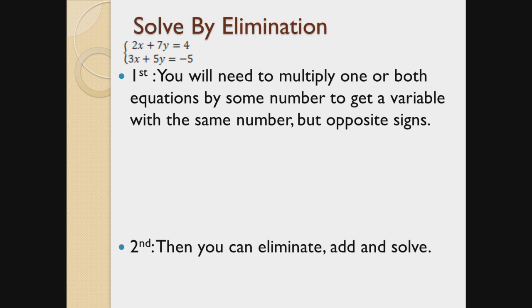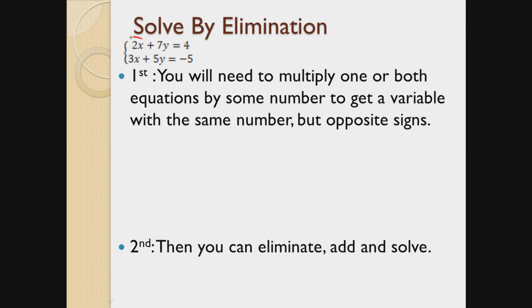Here's one last example of solving by elimination. Notice that in this example, neither x nor y share a common coefficient. So just making one of them negative will not eliminate. We need to change one or both of the equations so that the numbers are the same and with opposite signs. So what we're going to do is multiply one or both equations by some number to get a variable with the same number but opposite signs.